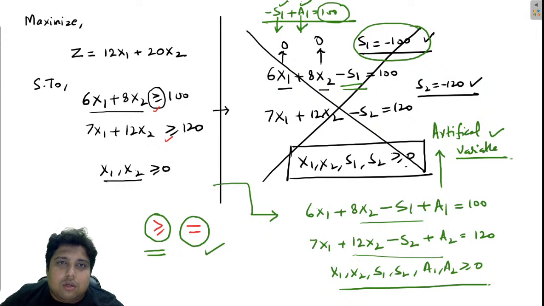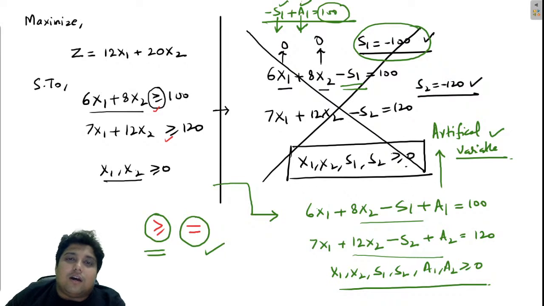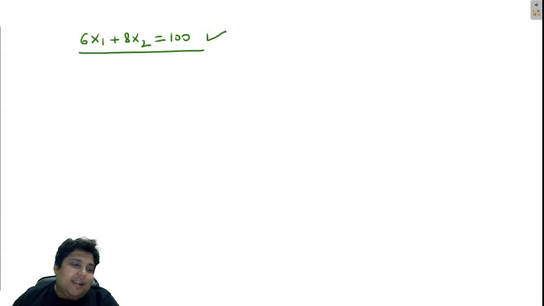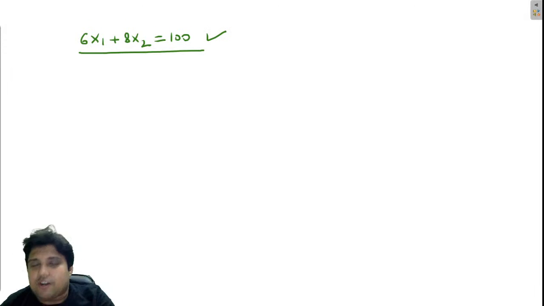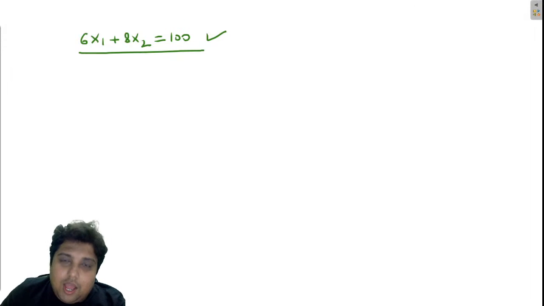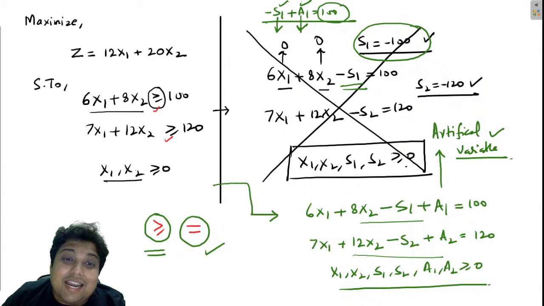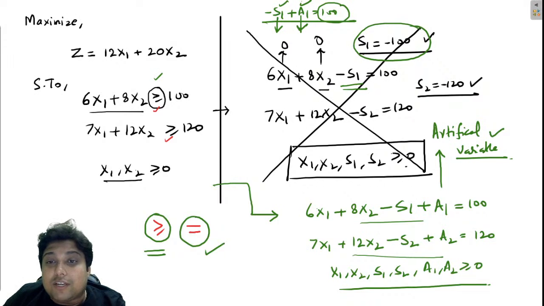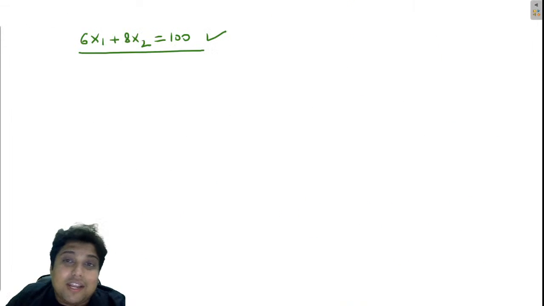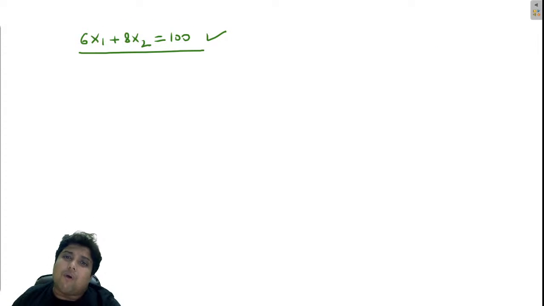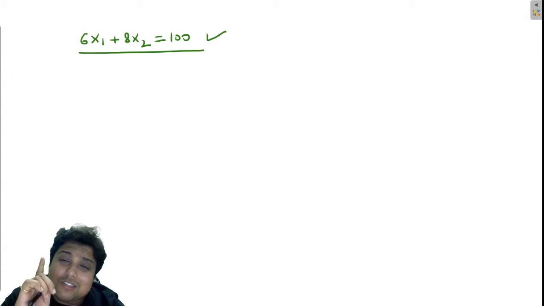Now suppose there had been a constraint like this: 6x1 plus 8x2 equal to 100. Suppose the constraint itself was an equation type constraint. We have to convert inequality constraints into equation form, and suppose a constraint is already in equation form. Now what? It is already in standard form, my friends? Let me tell you, this is not in standard form.